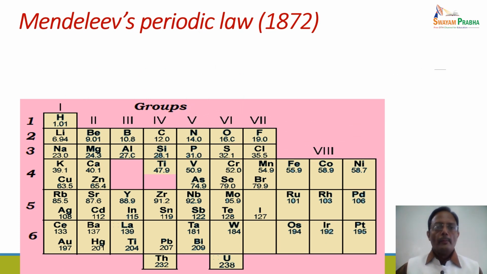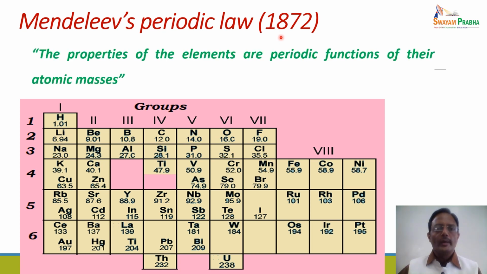A person named Mendeleev put forward a periodic law in 1872, and this was the very first attempt to put all the elements in a single table called a periodic table. According to Mendeleev's law, the properties of the elements are periodic functions of their atomic masses.